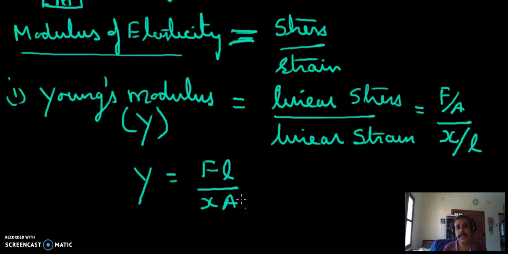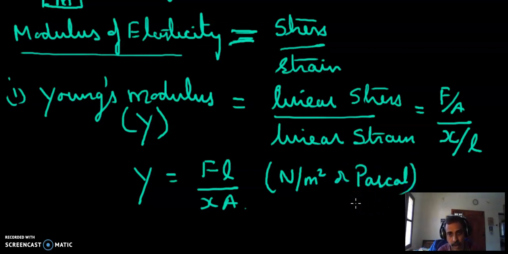Right? FL by XA. That is our unit. Once again, it will be Newton per meter square, or another name for this is Pascal. Pascal. Newton per meter square or Pascal. Okay. So this is Young's modulus.